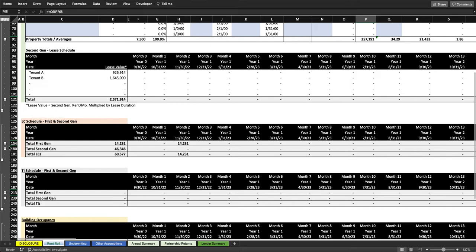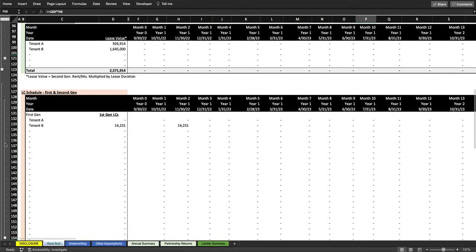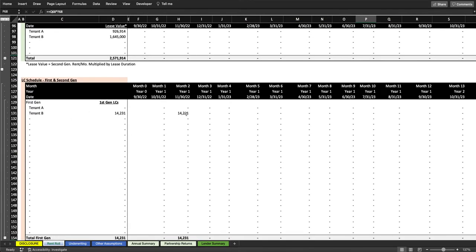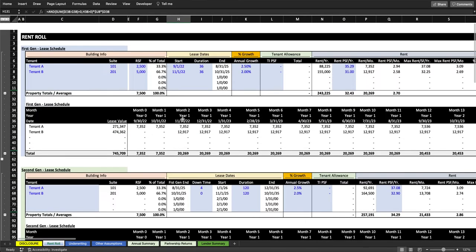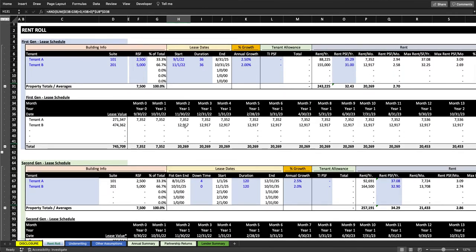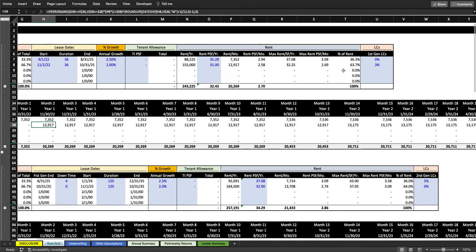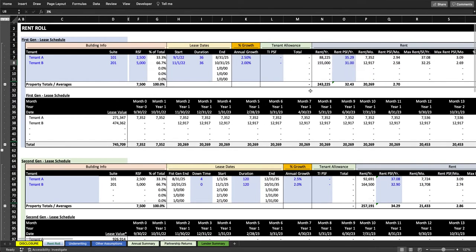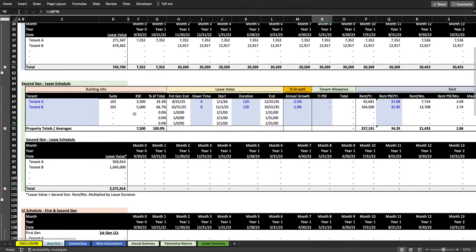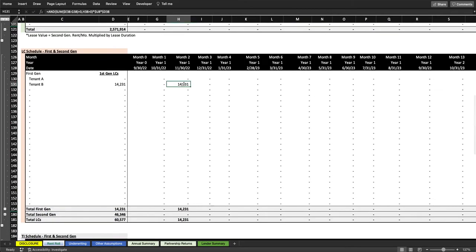Down here, we'll see the leasing commission schedule. You'll notice for tenant B, you're paying $14,231 in month 2. Well, that is because the new tenant comes online in month 2, and you're paying a 3% commission of the rent per year for that first year. So that's going to all come into play: the date of that new tenant coming online, and that's going to be what you're paying out.